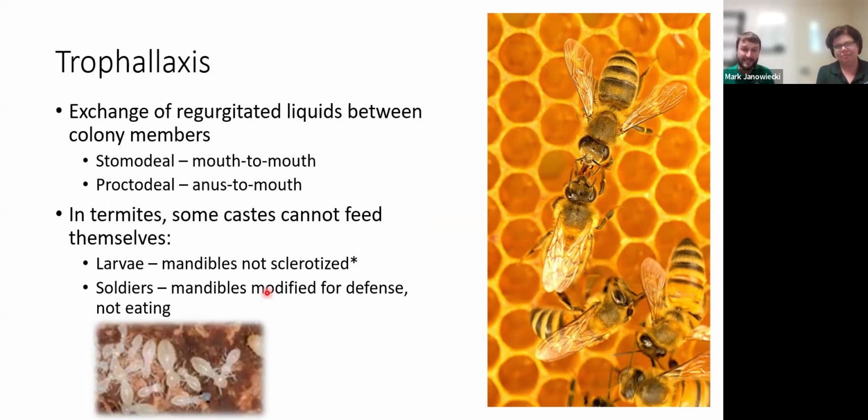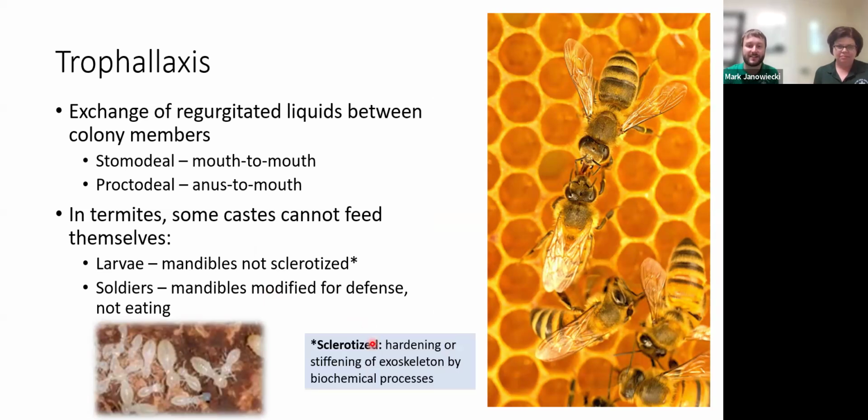In termites, some of these castes also can't feed themselves. So the larvae, their mandibles are not sclerotized. Sclerotized just means hardened or stiffened of the exoskeleton. So that's what makes a beetle crunch. It's very sclerotized. They also have soldiers that can't feed themselves, so their mandibles are so modified for defense, they're not capable of consuming wood anymore on their own. So these require trophallaxis, or feeding from the rest of the colony, to keep them alive.